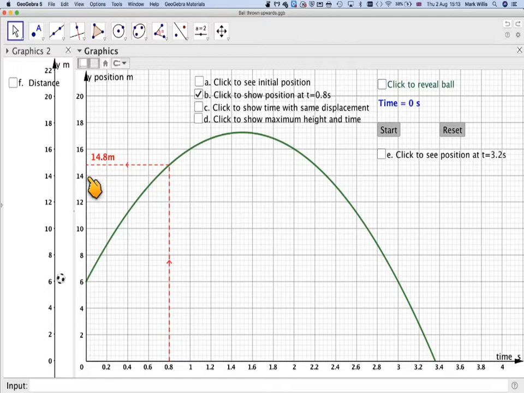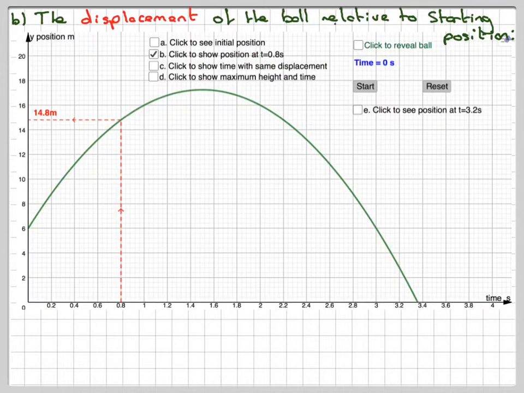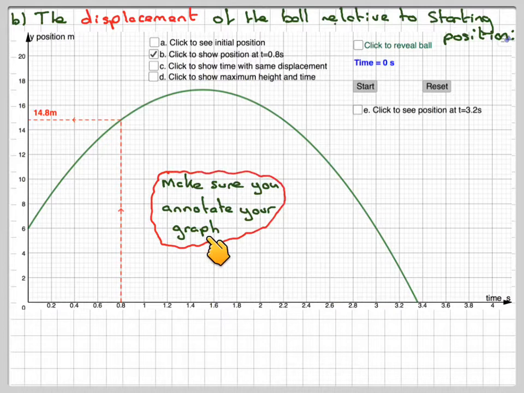Now you need to make note of the scale, so each one of these little things is 0.4, so that's going to be 14.8 meters. So on your graph, you should do that. Make sure that you do annotate graphs in A level, or IB for that matter.